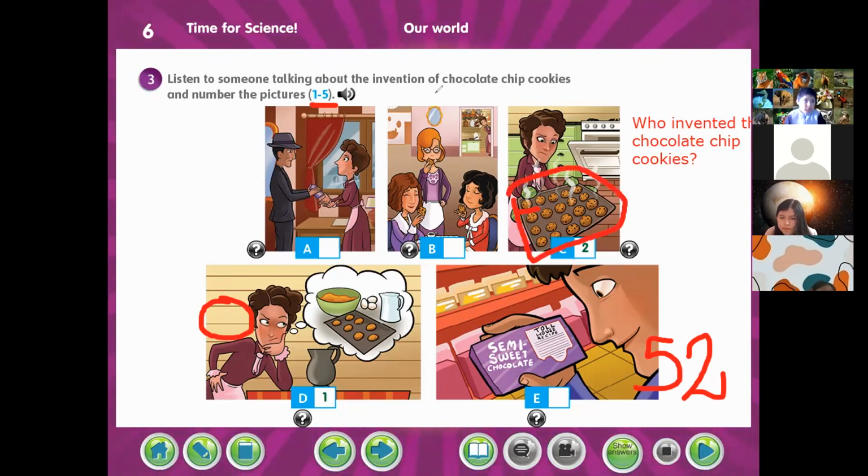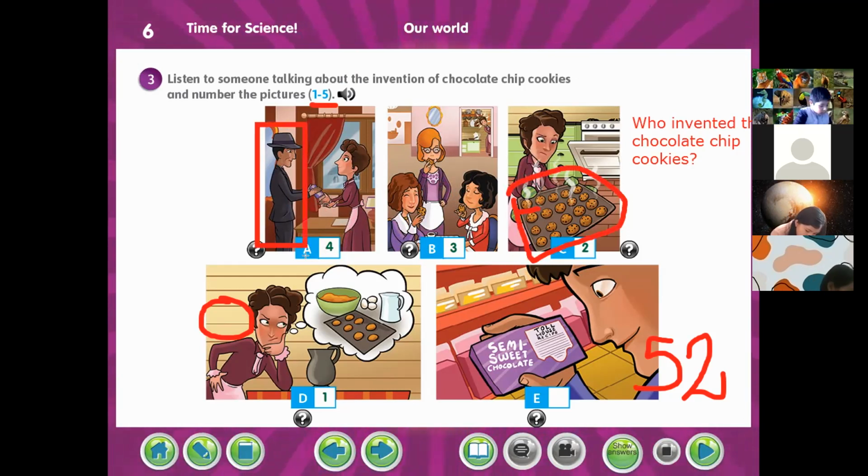What picture is the number 3? The B. Yeah. The tourists ate the chocolate chips and they liked it. So the cookies became very famous. What is the picture number 4? A. Then a company bought a recipe.